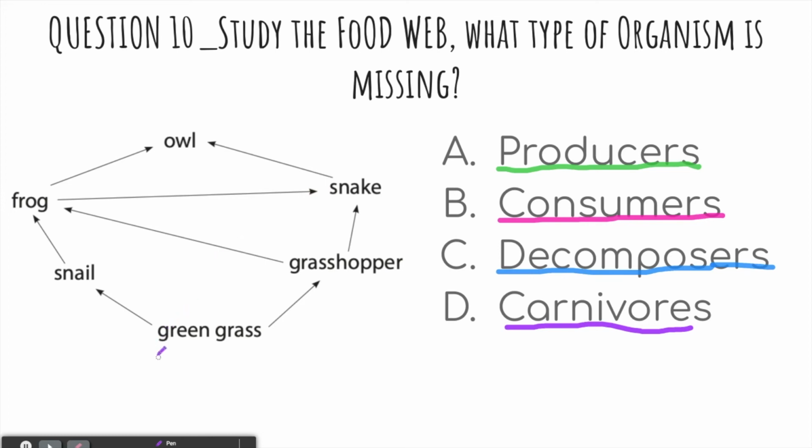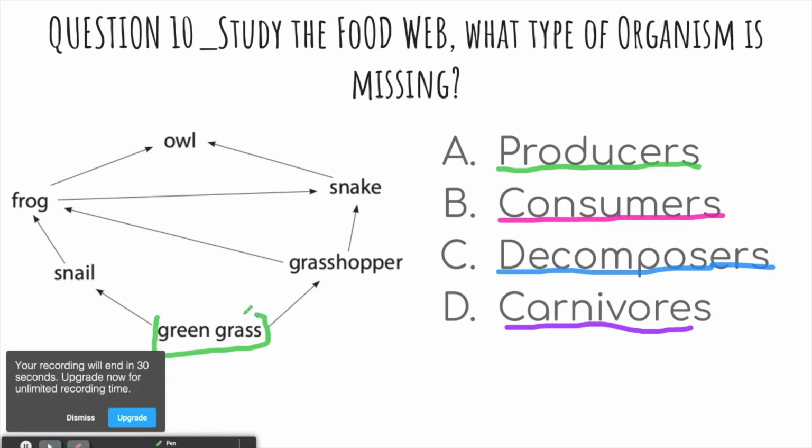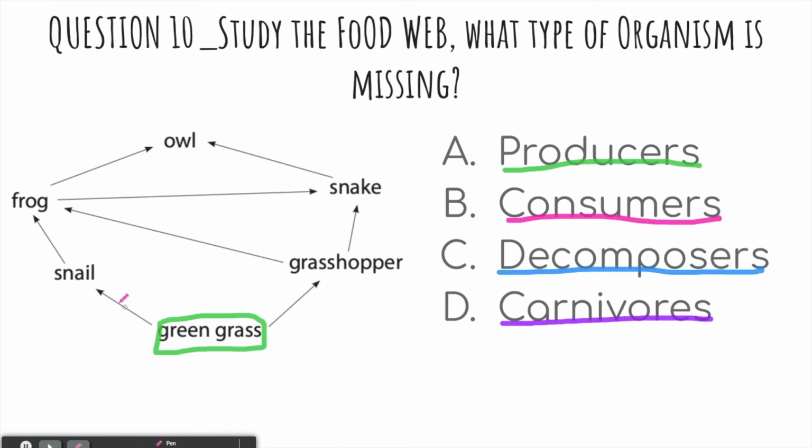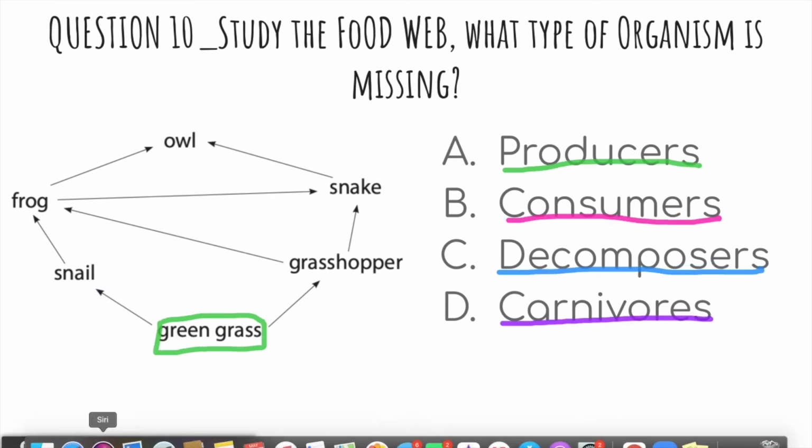So at the bottom of our food web we have green grass. We know that green grass is an example of a producer. So let's circle green grass with producer. Now let's follow the green grass this way. This green grass is pointing to a snail. Green grass can be eaten by a snail.